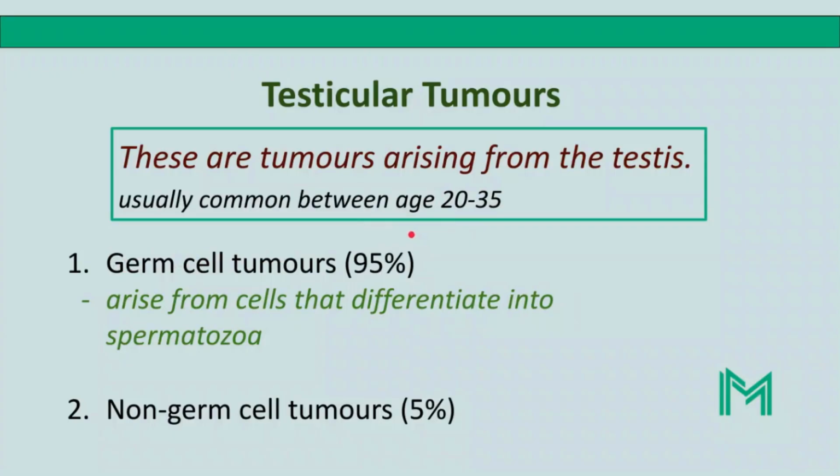Now, what are the kinds of testicular tumors? There are two main types, very simple. We have the germ cell tumors and the non-germ cell tumors.